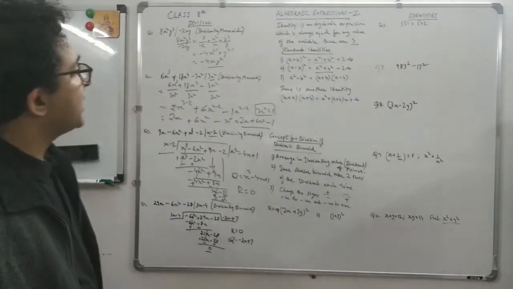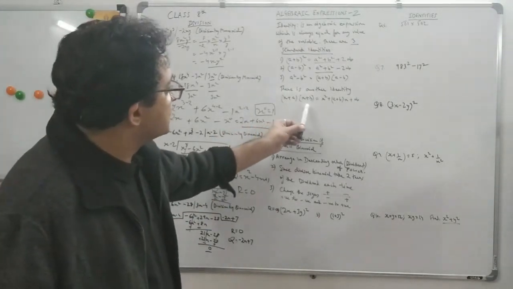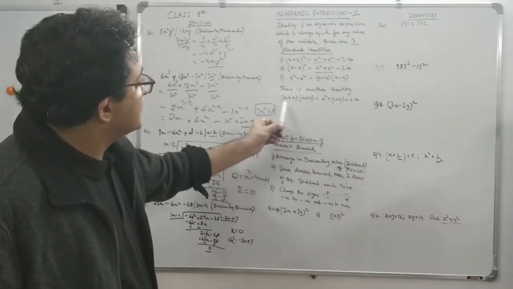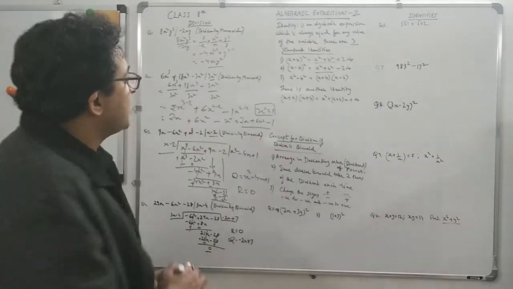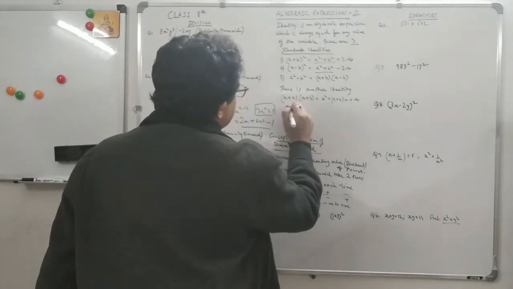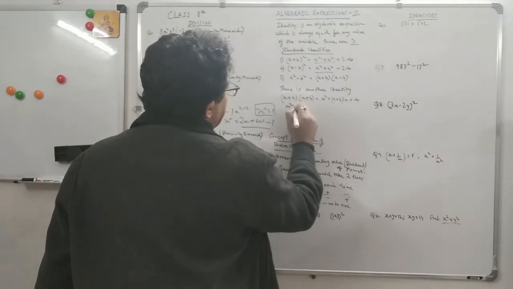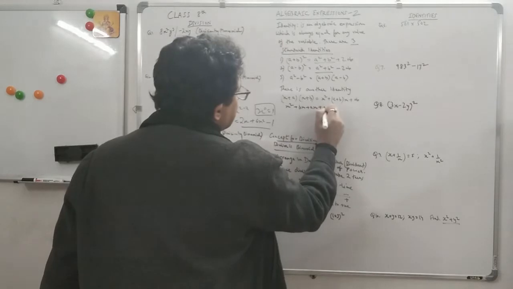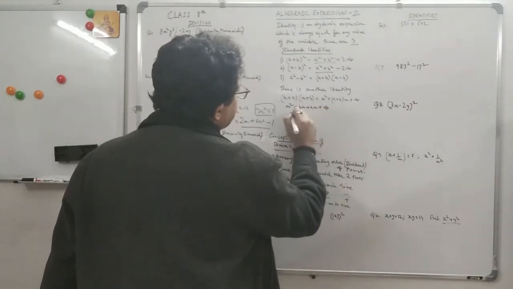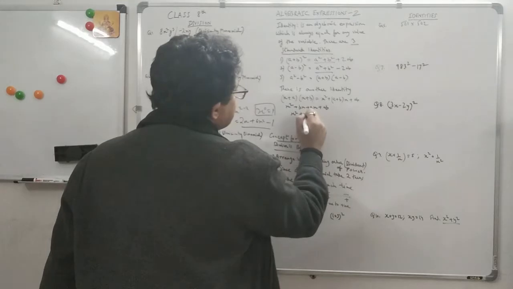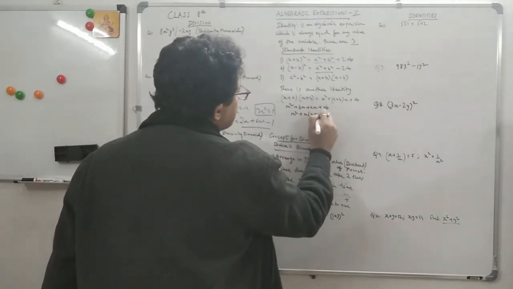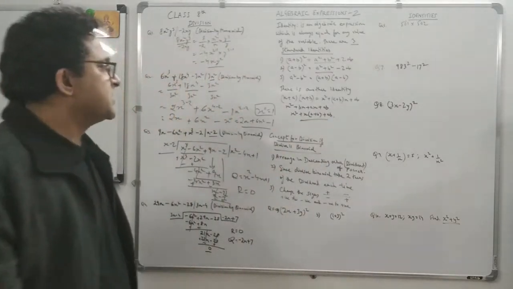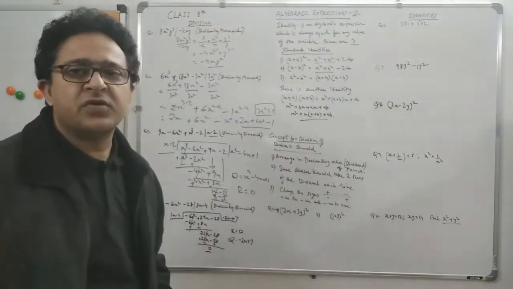And there is one more identity, which is x plus a into x plus b is equal to x square plus ax plus bx plus ab. This is the distributive law. So basically how do you do this? This becomes x square plus bx plus ax plus ab. So this actually becomes x square plus x common, a plus b, plus ab. So this is another identity which we will do a question from as well.